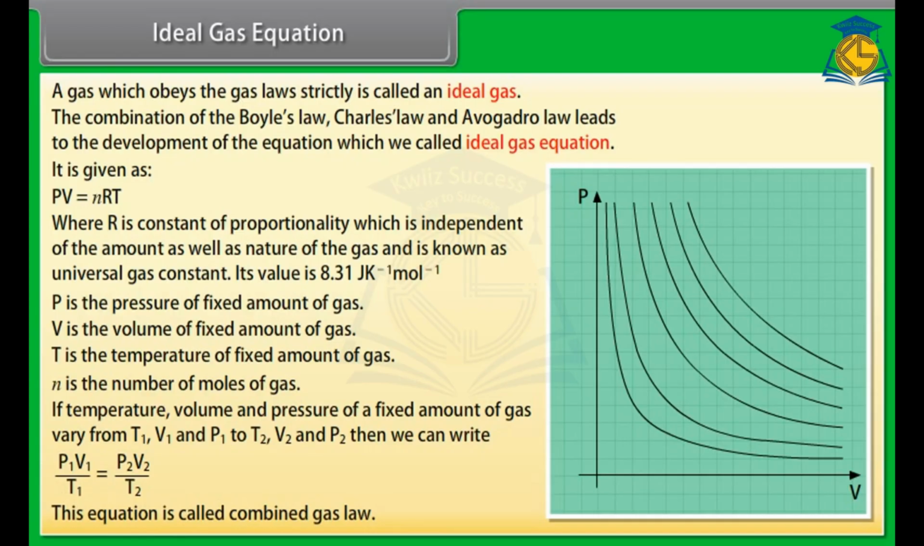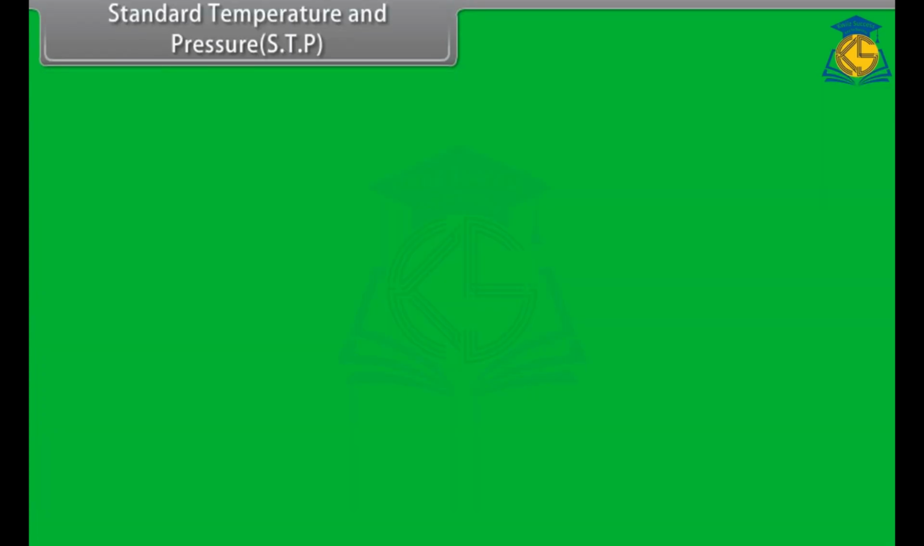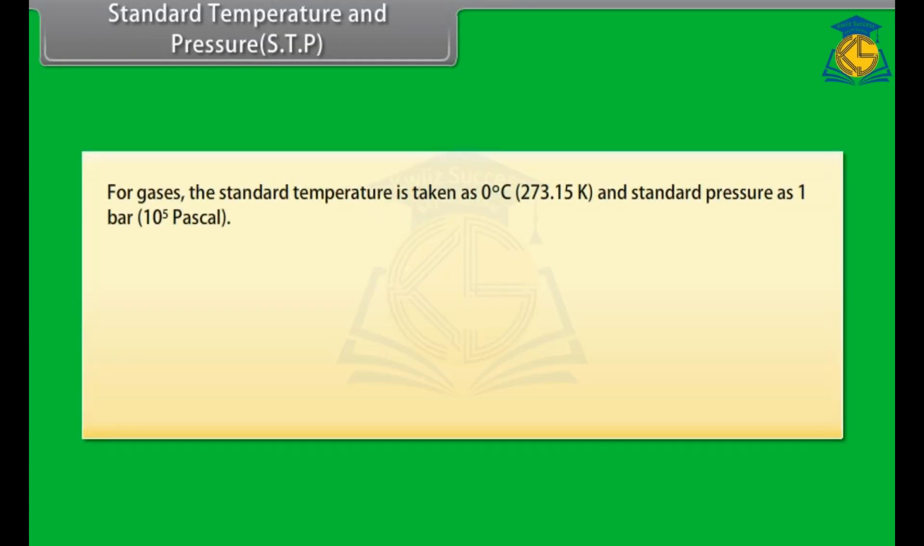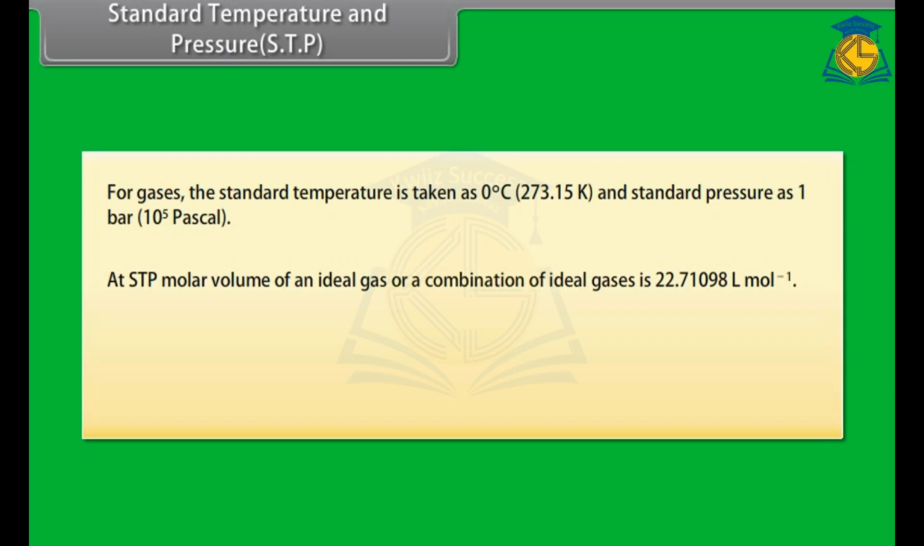This equation is called the combined gas law. Standard temperature and pressure, STP. For gases, the standard temperature is taken as 0 degrees Celsius or 273.15 Kelvin and standard pressure as 1 bar or 10^5 Pascal. At STP, the molar volume of an ideal gas or a combination of ideal gases is 22.71098 liter per mole. Another unit for pressure measurement is torr. 1 torr is equal to 133.322 Pascal.